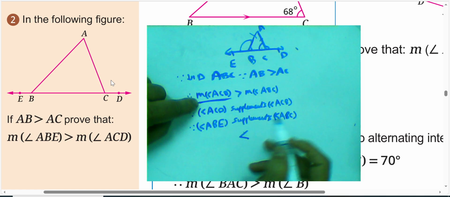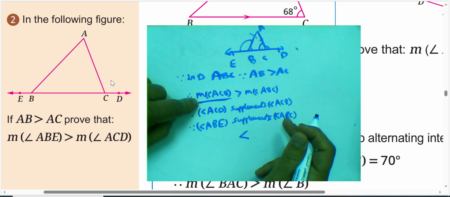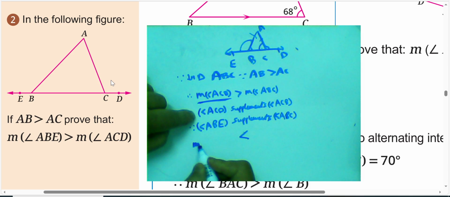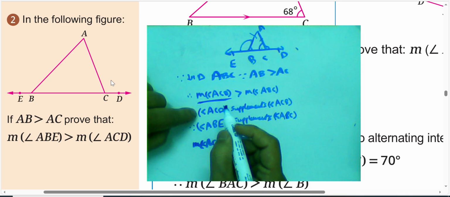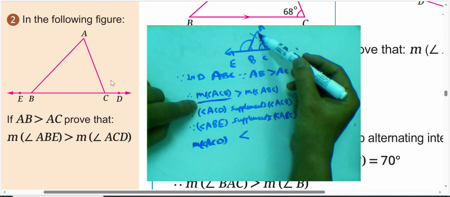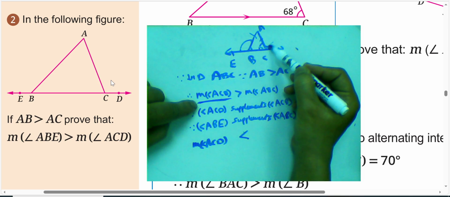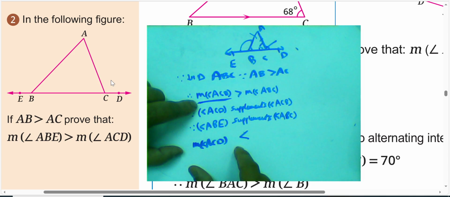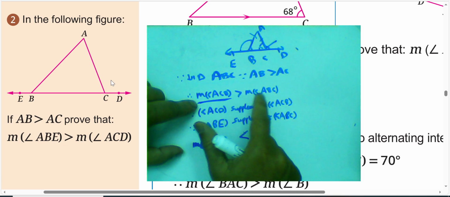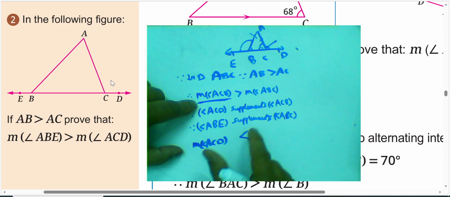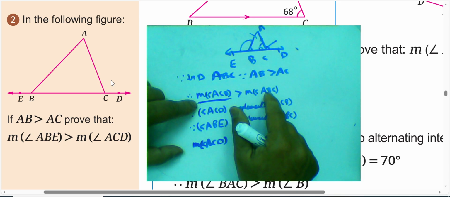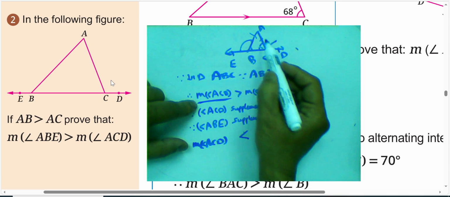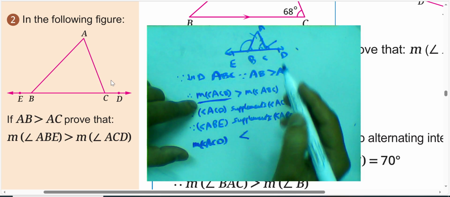The supplement of ACB, where? Here. ACB, this angle, is supplementary to ACD, this supplementary angle. We can write the inverse direction of the inequality. ACB greater than ABC, then the supplement of this angle is less than the supplement of the other angle. What is the supplement of ABC? ABC here, supplementary ABE. Then the measure of angle ACD is less than the measure of angle ABE.